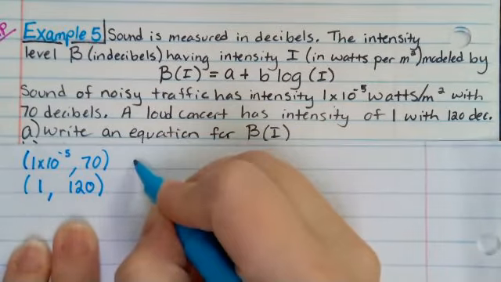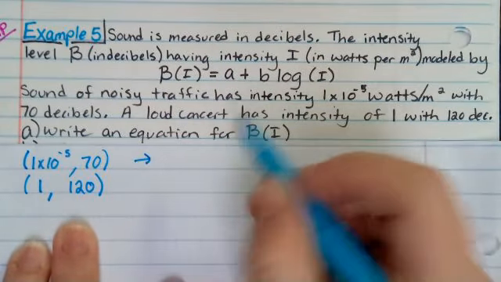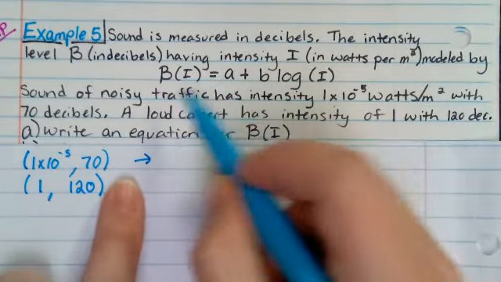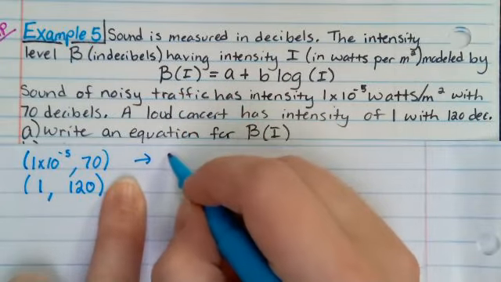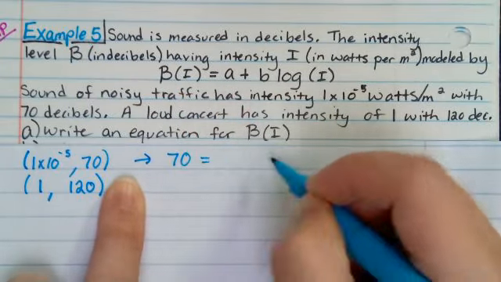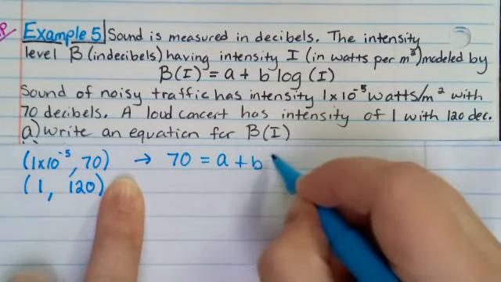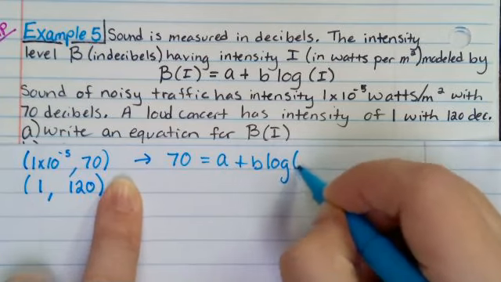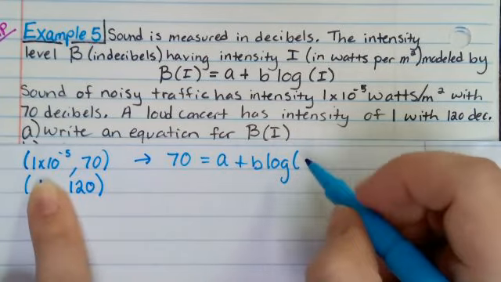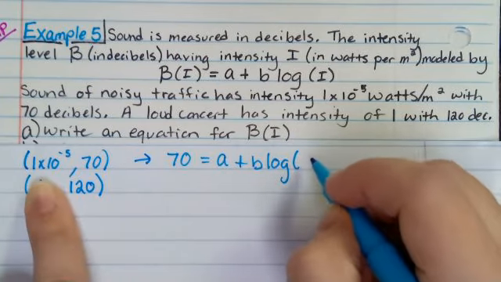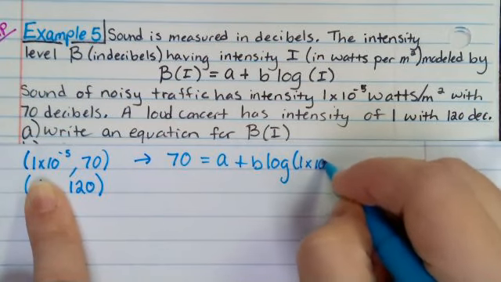So for this first one, the equation I'm going to use is I'm going to plug everything in up here. So remember, b of I is your y value, so we're going to say 70, and that is equal to a plus b log of that x value, or I in this case, 1 times 10 to the negative fifth.